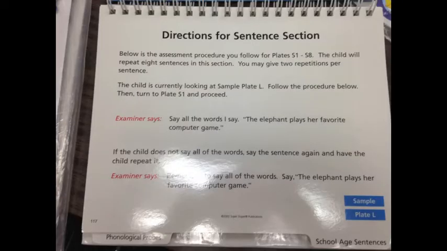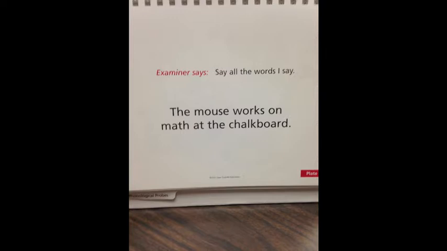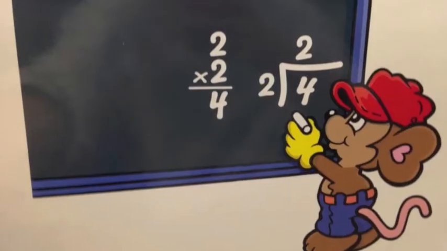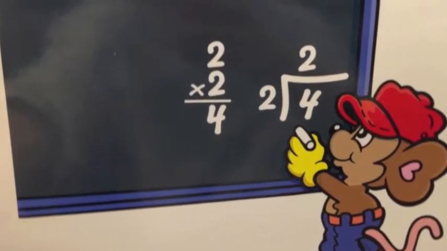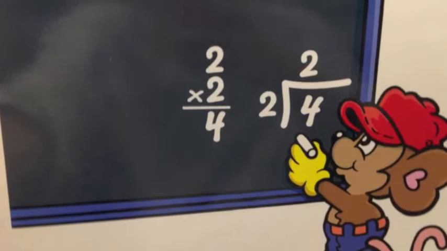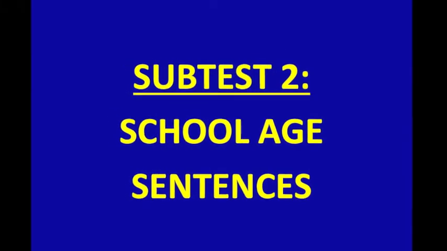The next subtest to be administered is the school-age sentence section. During this section, the child will repeat 8 different sentences. 2 repetitions are allowed for each sentence. Prior to each given sentence, the examiner will say to the child, "Say all the words I say." If the child is unable to say all of the words, the examiner will say, "Remember to say all of the words," and will then repeat the sentence.